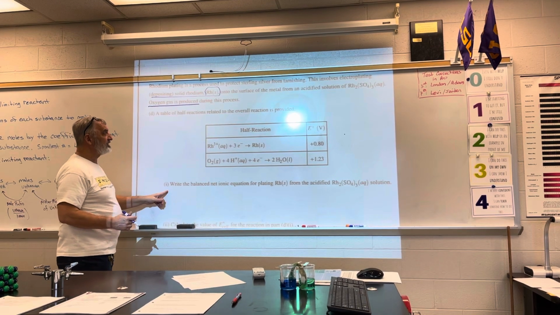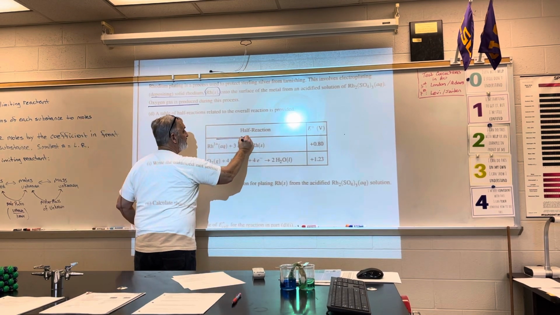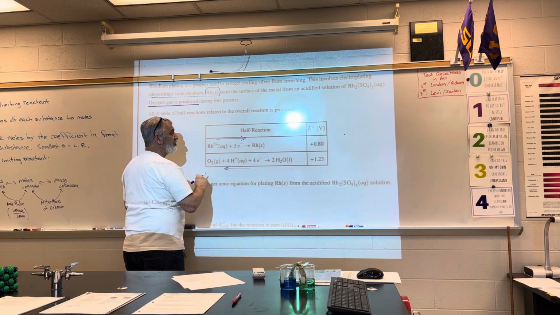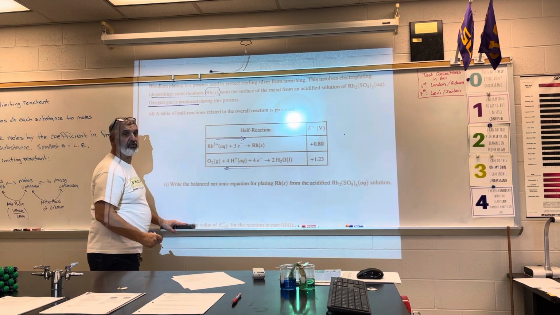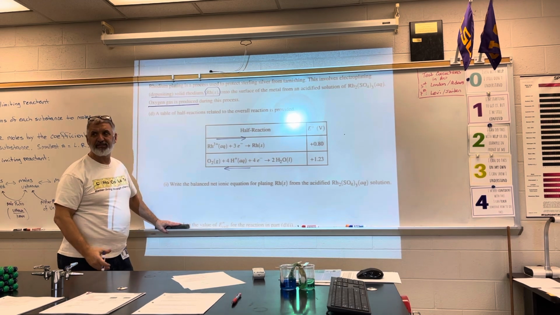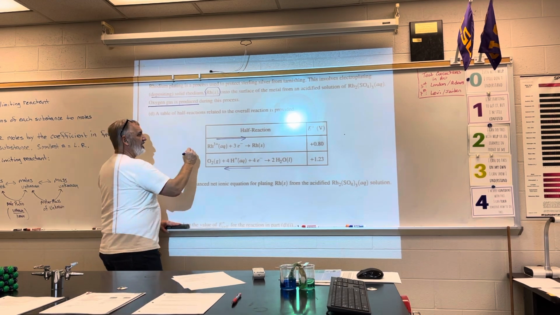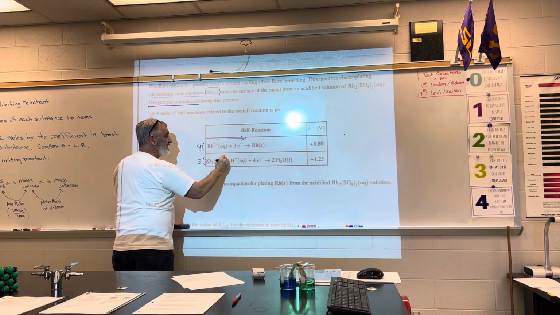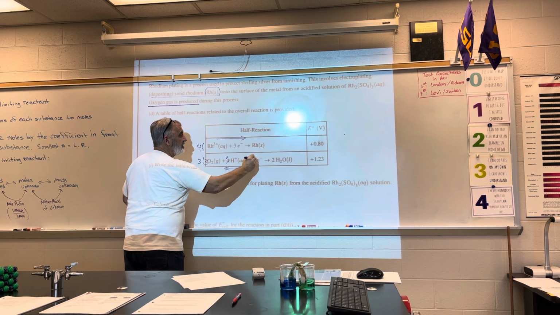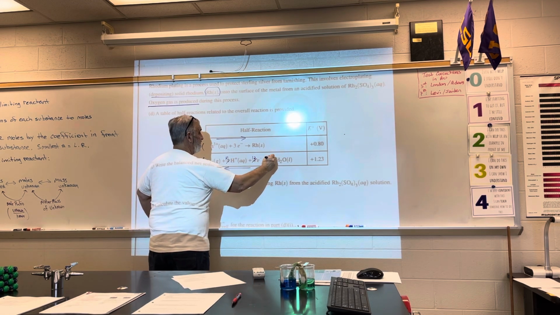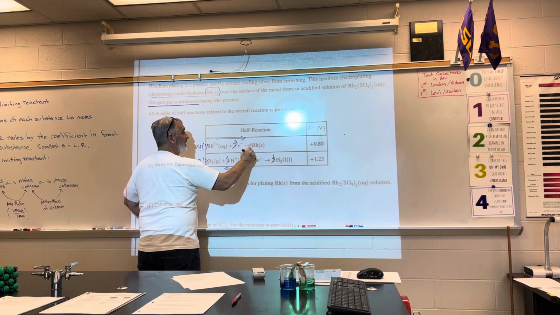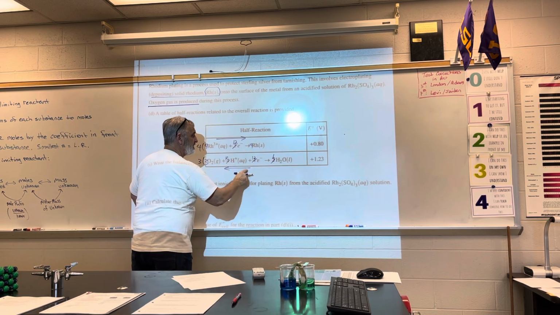So write the balanced equation. I know that this one is going this way, this one is going this way, but what did I need to do after that? What did we do to get the equation balanced? You have to multiply it by 4. I had to multiply this one by 4 and this one by 3 in order to get 12 electrons. So it was 3, 12, 12, and 6. And this one is going to be 4, 12, and 4. And then we added them together, this one coming this way.